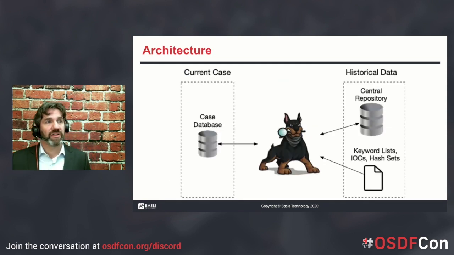So the current architecture looks like this, right? We've got Autopsy in the middle. The current case has its case database on the left-hand side, and the historical data that you're bringing in to each of your investigations is on the right-hand side, where you have the CR, the repository of your past cases, as well as the keyword lists, IOCs, and hash sets that you bring in from however you get that information and collaborate on it.